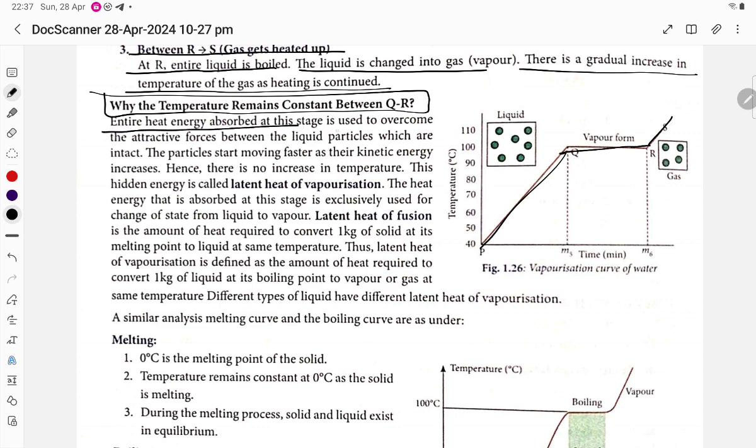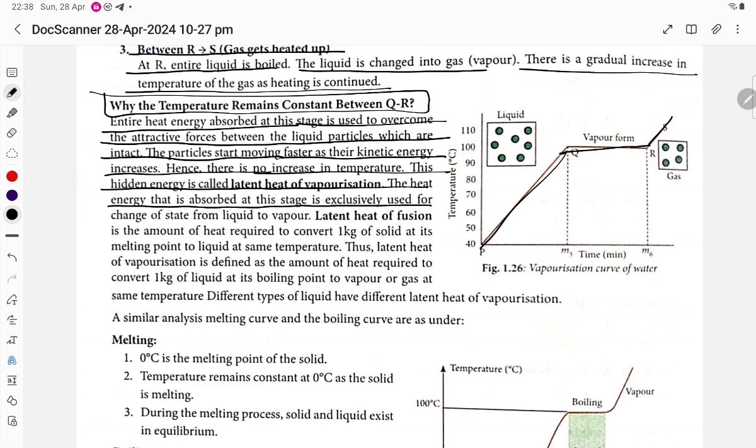The entire heat energy absorbed at this stage is used to overcome the attractive force between the liquid particles, which are intact. The particles start moving faster as kinetic energy increases. Hence, there is no increase in temperature. This hidden energy is called latent heat of vaporization. The heat energy absorbed at this stage is exclusively used for the change of state from liquid to vapor.